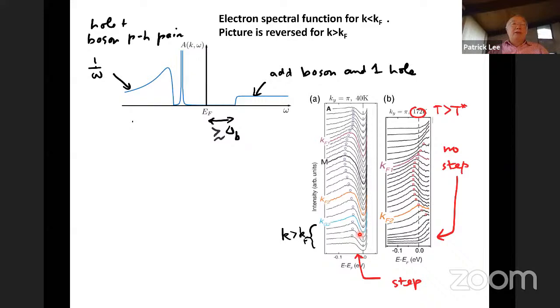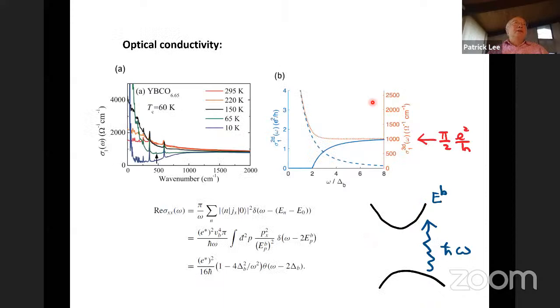The second consequence that was interesting is that for a long time, it's been known that optical conductivity, which is what we were talking about earlier, has a Drude peak, right?